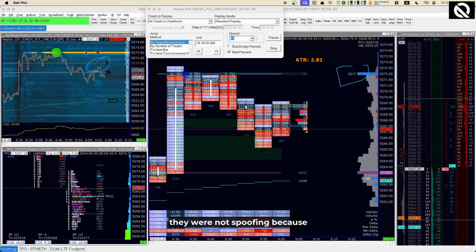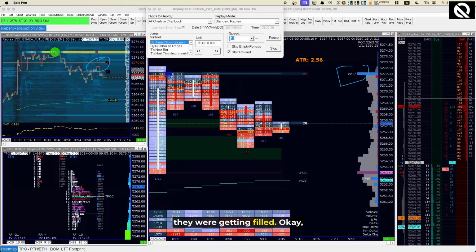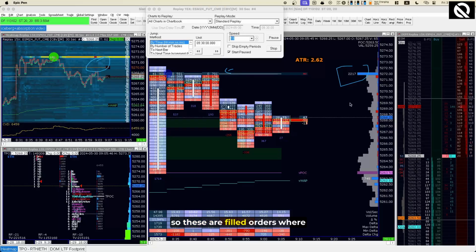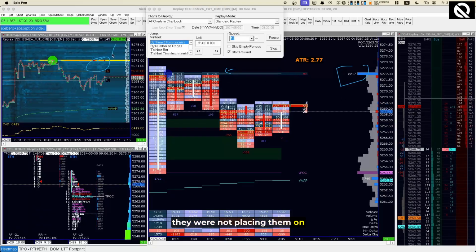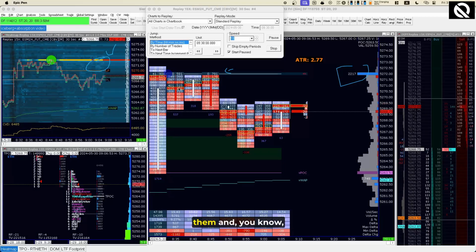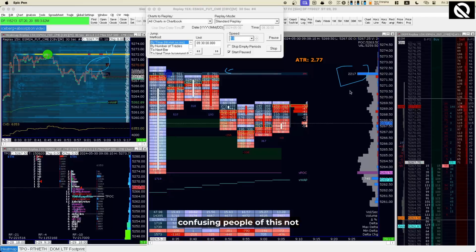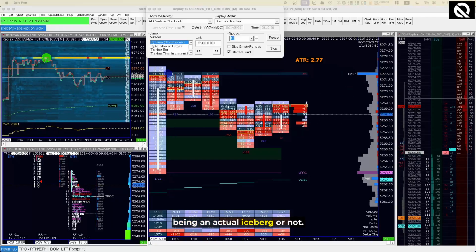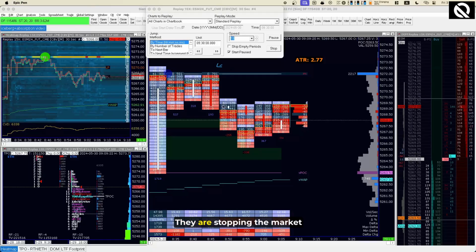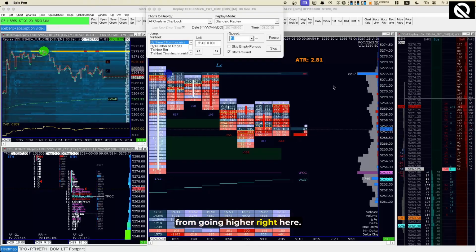In this case, they were not spoofing because they were getting filled, okay? So these are filled orders. They were not placing them on the heat map and then removing them, confusing people about whether this was an actual iceberg or not, okay? So they were getting filled, and they are stopping the market from going higher right here.